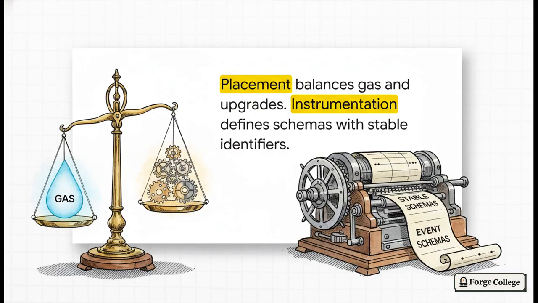So the crucial point is what happens next in steps 3 and 4. Placement is where you perform this delicate balancing act, weighing system costs, like gas fees, against the need for future upgradability. You're deciding if the guard lives locally or in some shared manager. Then, instrumentation defines the minimal event schemas with stable identifiers. This is what gives you the essential logging metadata your off-chain systems are going to desperately need.